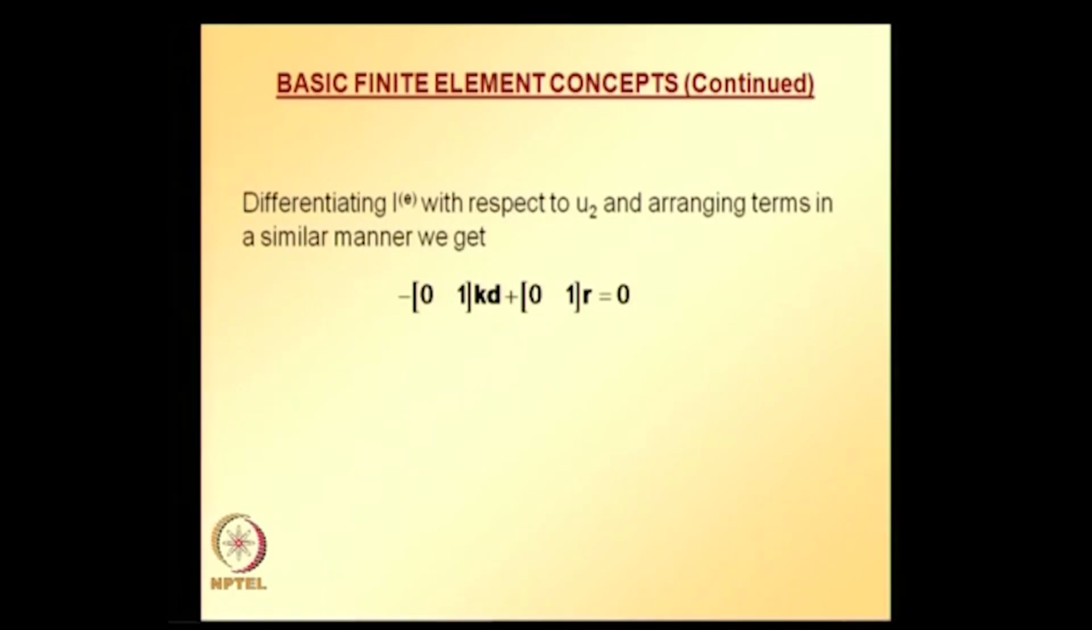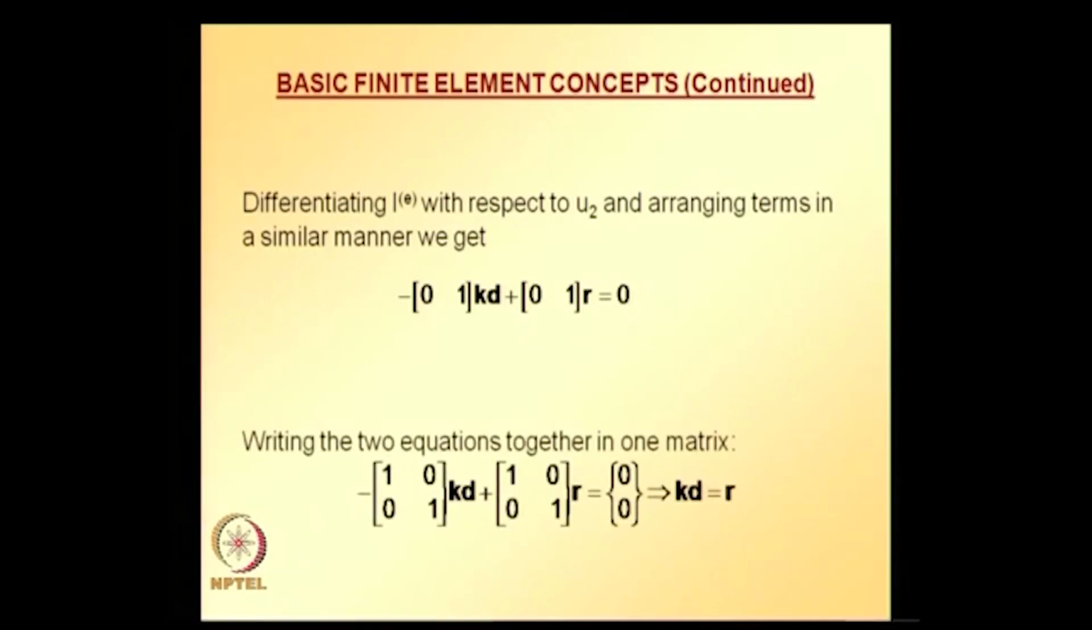We need one more equation, which we get by differentiating I with respect to u2. We have another nodal parameter u2, and following the same procedure, you get this equation. So, you got two equations. You can put these two equations together in one matrix, and that can be written in a compact manner as KD equal to R, because [1 0; 0 1] is an identity matrix. Anything you multiply with an identity matrix, you get the identical quantity.